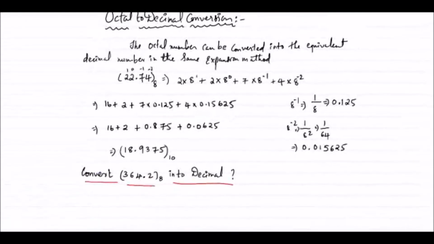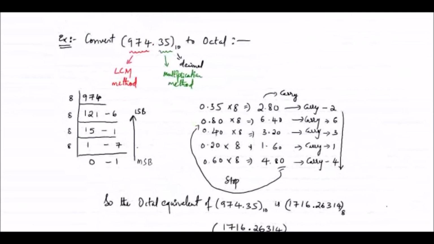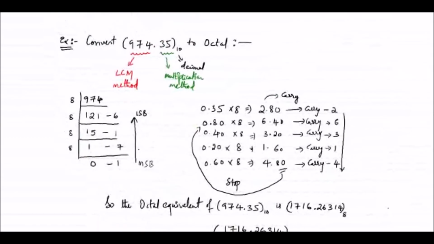If you want to know the octadecimal number of a decimal equivalent, you just need to follow the LCM process for the number which is before the decimal point, and the multiplication method for the value after the decimal point.